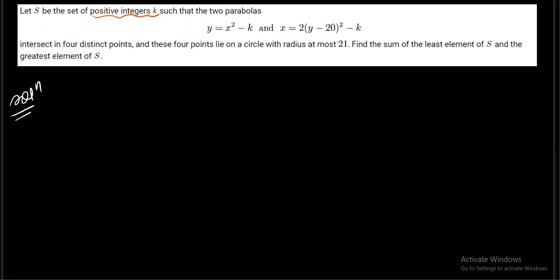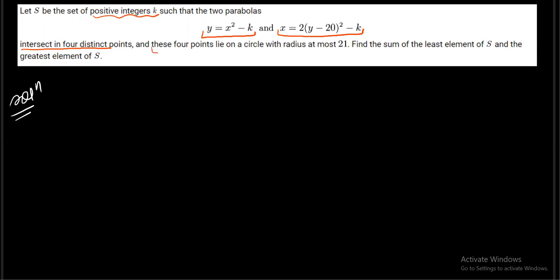Such that two parabolas. Of these two parabolas, yes, I can convert them into standard ones by shifting of origin and all that. Intersect in 4 distinct points. So the first condition is that the two parabolas must intersect in 4 distinct points. They must have 4 points of intersection.